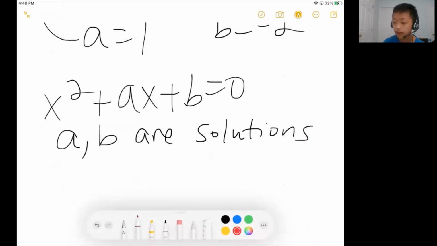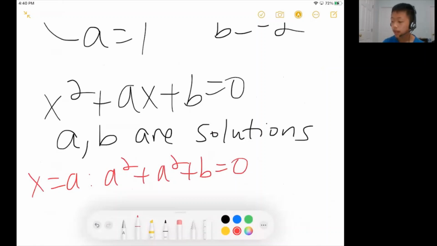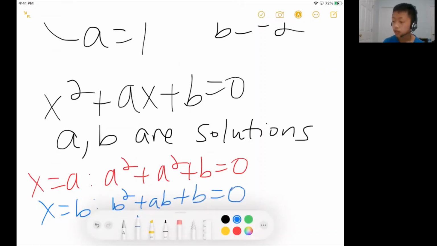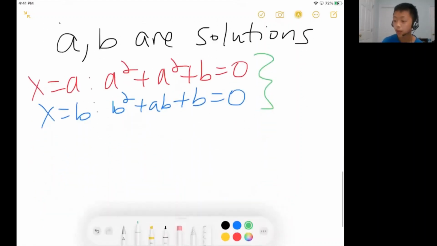If we plug in x equals a, then we would get a squared plus b equals 0. And if we substitute x equals b into the equation, we would get b squared plus ab plus b equals 0. So alternatively, you can get these two equations, and you can try solving them. This is just another way to do it, right?